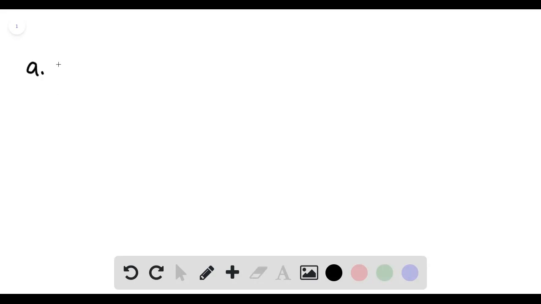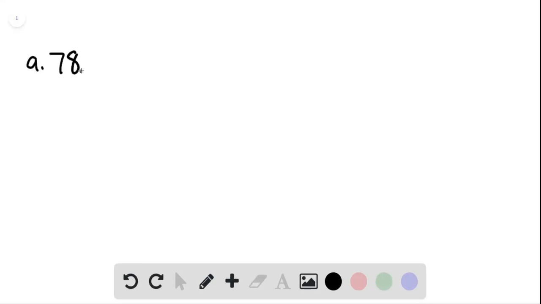So for part A, we have 78.9 plus or minus 0.2. And so to count the significant digits, we don't count the uncertainty, of course. We only count the original numeric value. So 1, 2, 3, 3 significant figures.